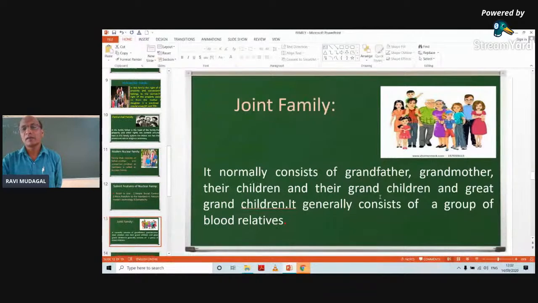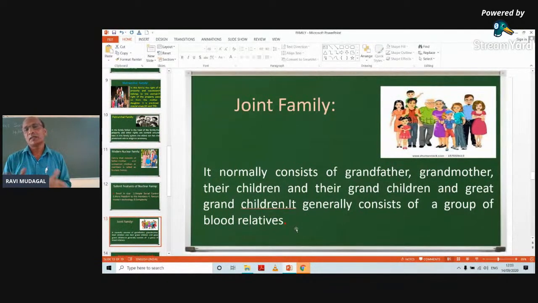See, it normally consists of grandfather. In this picture, we see grandfather, and grandmother, and their children, and their grandchildren. It generally consists of a group of blood relatives. Dear students, try to understand the meaning of joint family. It normally consists of grandfather, grandmother, their children, their grandchildren, and great-grandchildren. It generally consists of a group of blood relatives. This is our joint family.